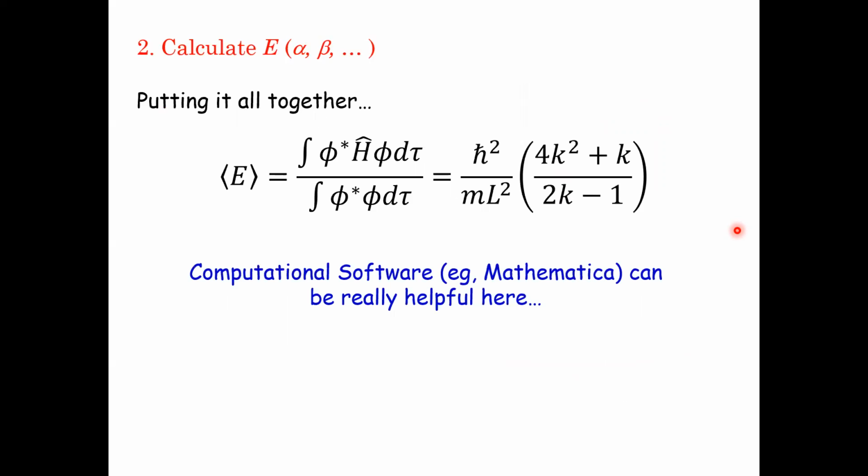If you were to do it in this specific problem and put it all together, the energy that you calculate is given by this expression, h bar squared over ml squared times 4k squared plus k over 2k minus 1. This is our final answer. We have now calculated our energy as a function of our variational parameter k.